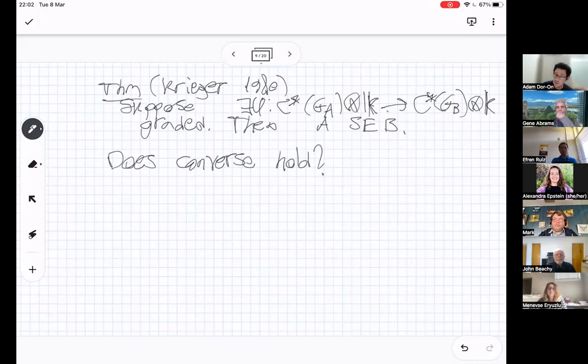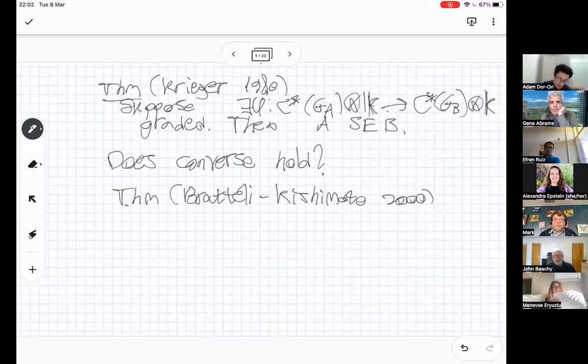So we know it does for C-star algebras in a particular subclass. This is a theorem of Bradley and Kishimoto from 2000. And it says that if A and B are primitive, then yes. A primitive matrix is an irreducible matrix that is sometimes called aperiodic. In terms of the graph, it just means that the graph is strongly connected and that the greatest common divisor of all cycles is equal to 1. That's the definition of primitivity here.